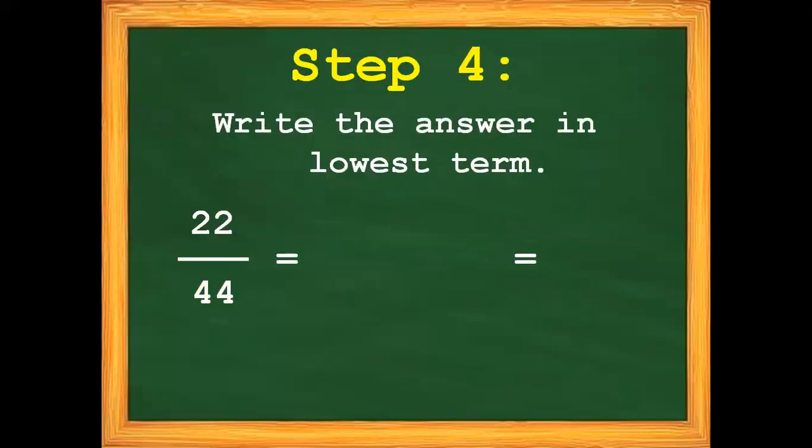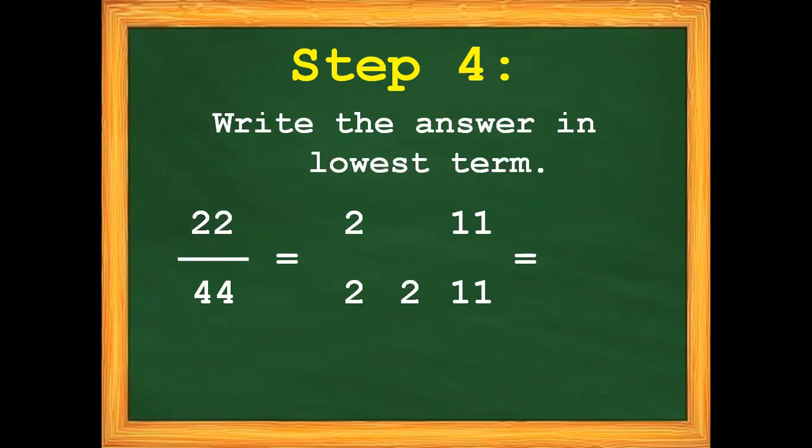Step number 4, write the answer in lowest term. So our answer is 22 over 44. What are the prime factors of 22? So we have 2 times 11. How about 44? We have 2 times 2 times 11.